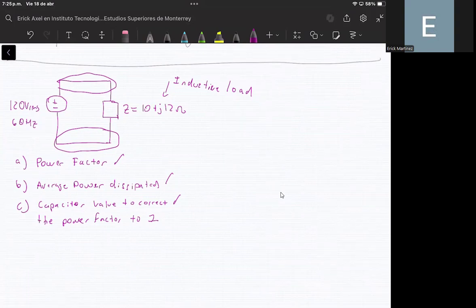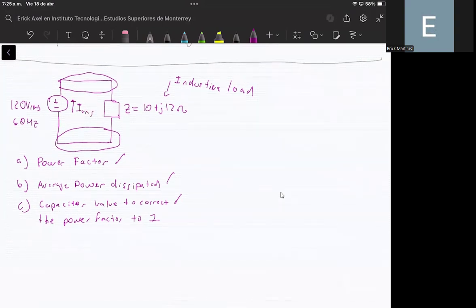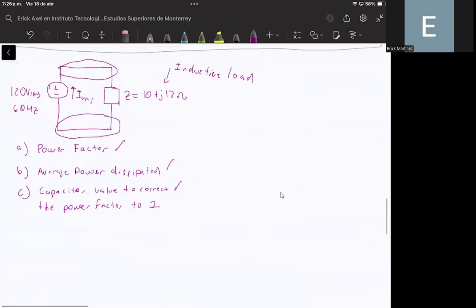Also, we can see that we have here the current. And the current, in fact, will be an RMS current because we are working with an RMS voltage. The current of the circuit is the same for the source and for the load. And we need to compute first the power factor. So we can use the complex power for this purpose. But first, what you need to compute is the current. But how can we use the complex power to compute the power factor?